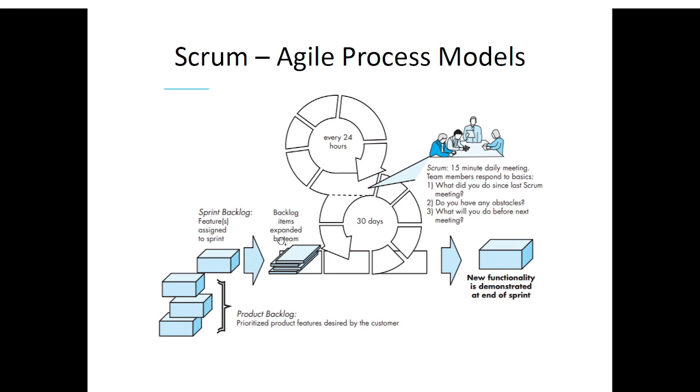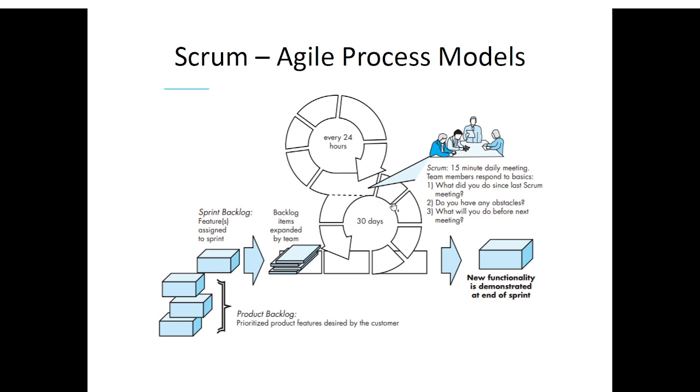The sprint backlog items are expanded by the team. So I will take one feature and identify multiple sub features in it. And in 30 days I will try to develop a new functionality, which is demonstrated at the end of the sprint. So a sprint is 30 days.